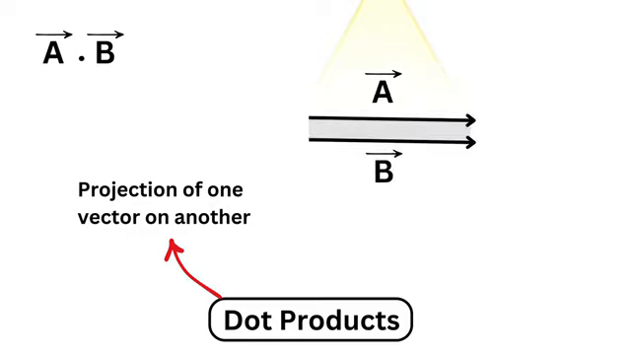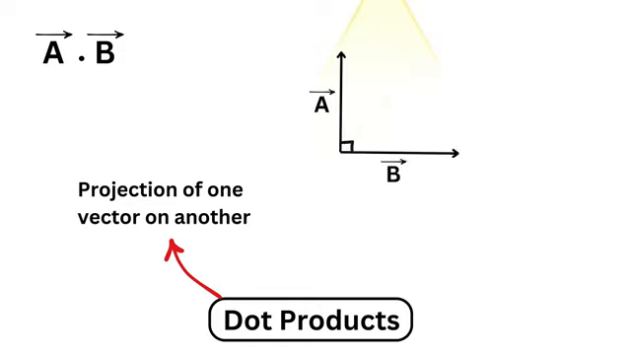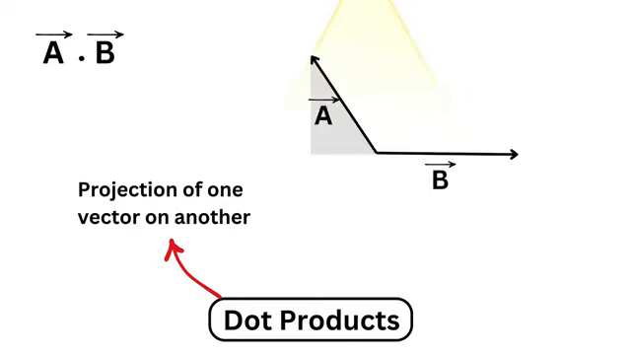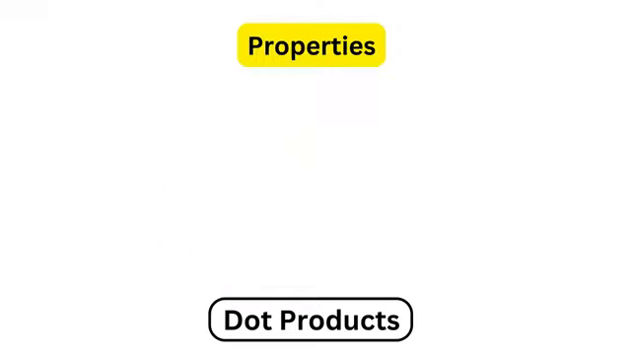If the vectors point in the same direction, the projection is long, and the dot product is large. If they are perpendicular, there's no shadow, and the dot product is 0. If they point in opposite directions, the shadow points backward, and the dot product is negative. The dot product has several important properties that help us understand how vectors interact.